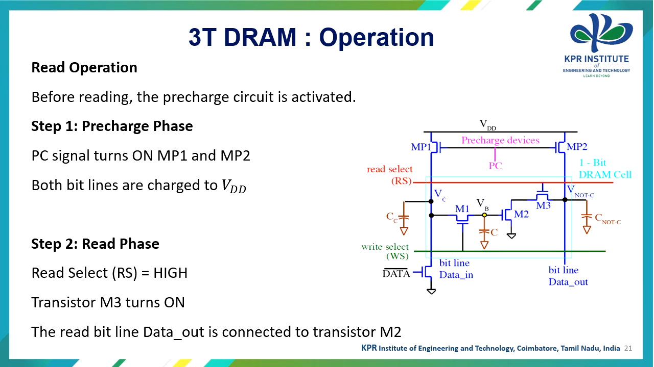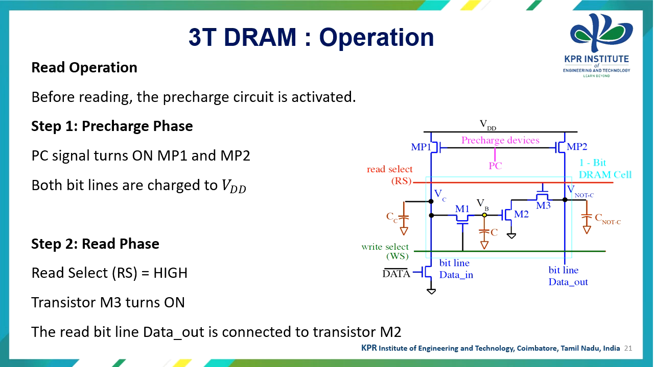Now let us discuss the read operation of the 3T DRAM cell. Before reading, the pre-charge circuit should be activated. Step 1 is the pre-charge phase, where the PC signal turns on MP1 and MP2. Both bit lines are charged to VDD.